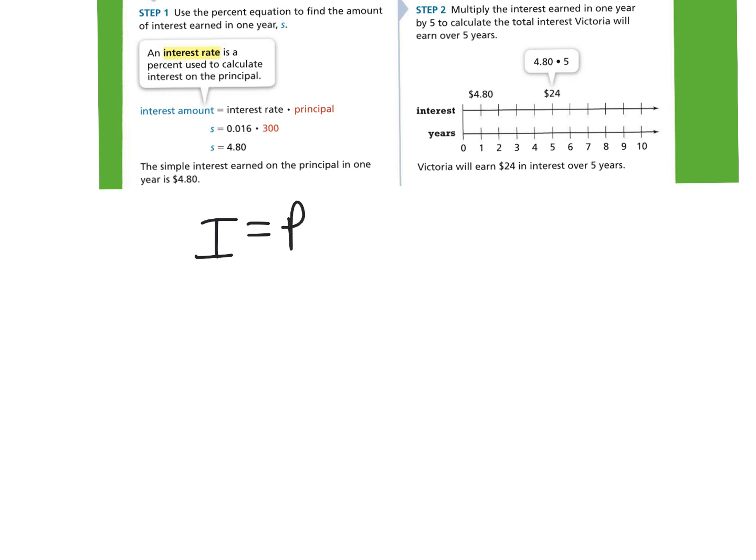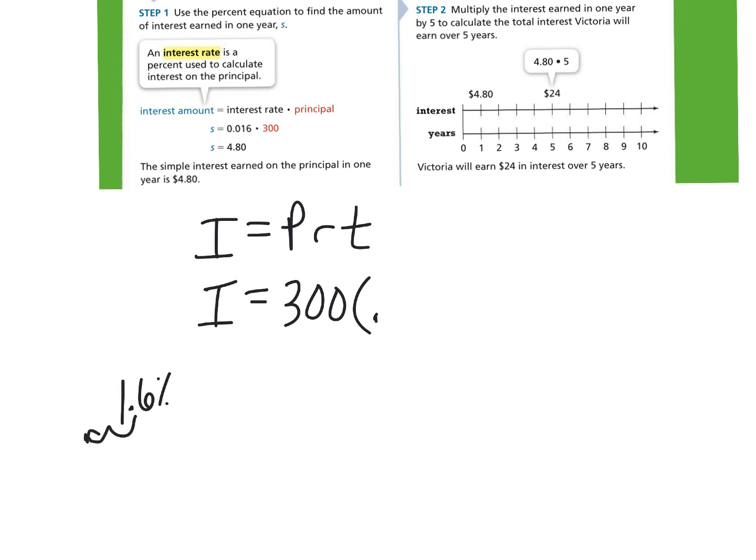I'm going to say I equals PRT. And on this problem, the principal is the amount of money that she invested, which is $300. The interest rate as a decimal was 1.6%. So if you move the decimal over 2 spots, that would be 0.016. And then the time was 5 years.